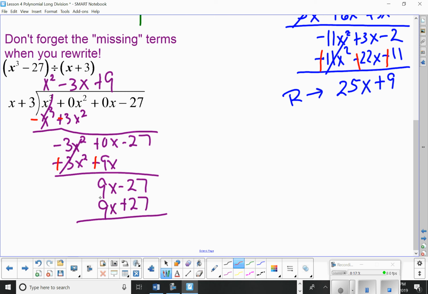Be ever so careful here. I subtract. And then notice that goes away, but negative 27 minus 27, negative 54. So now I have plus negative 54 over x plus 3. It's very, very tempting to say that there's no remainder there if you're going too quickly.